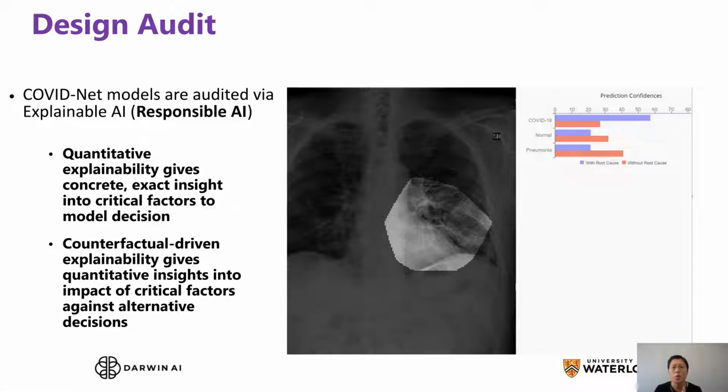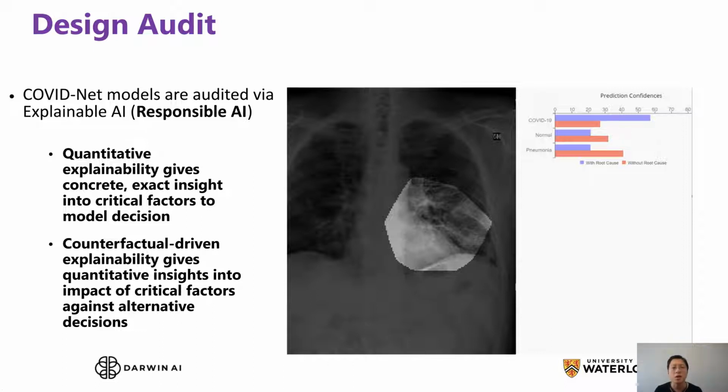With quantitative explainability, what you can see on the right, it provides concrete, exact insight into the critical factors behind the model decision. In this particular case, what's highlighted in the area is clearly the critical factor that led to a COVID-19 prediction. And in this case, it's the underlying ground glass opacities in the lung that led to the decision.